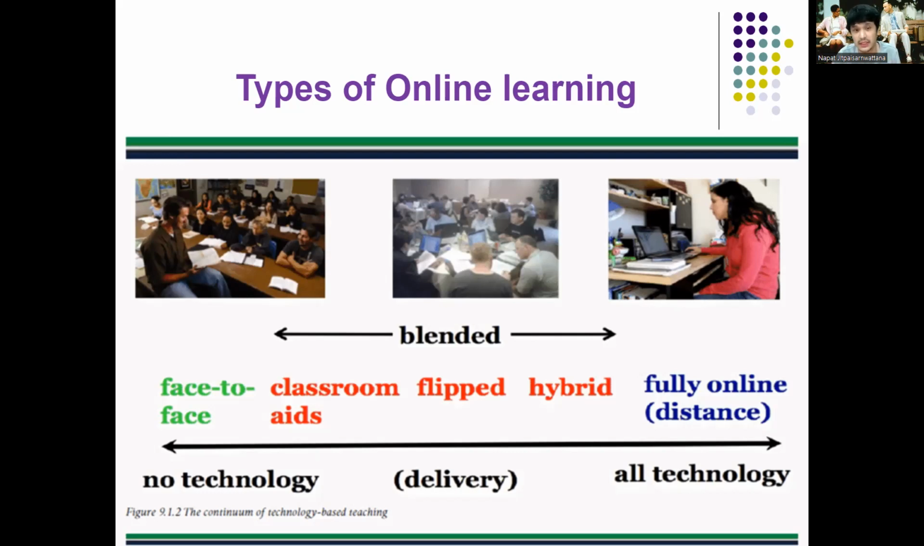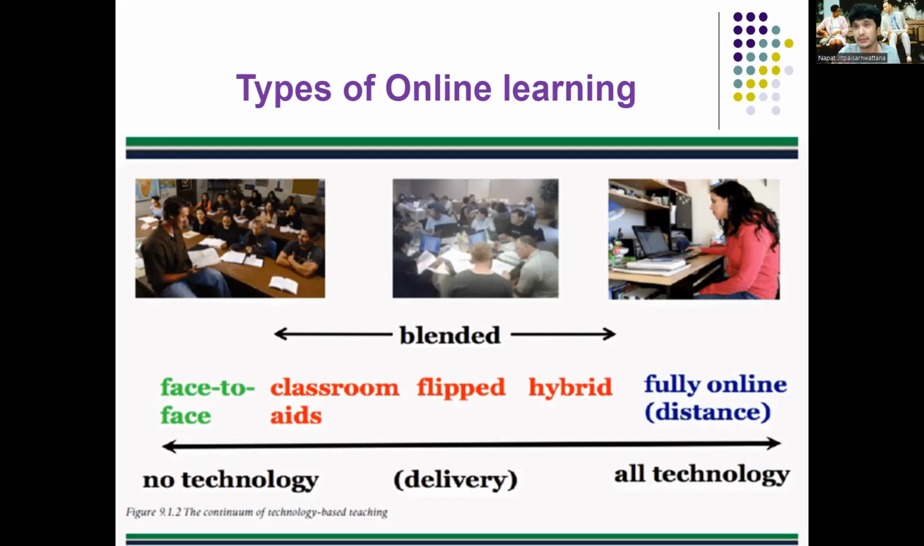The second type of online learning is what we call classroom aided, the classroom that is aided by technology. I think this is what we were doing prior to the COVID-19 pandemic, where teachers were still teaching in the classroom, but they were using a projector, they were using PowerPoint to assist their teaching of the subject, right? In the middle, we have something we call flipped learning.